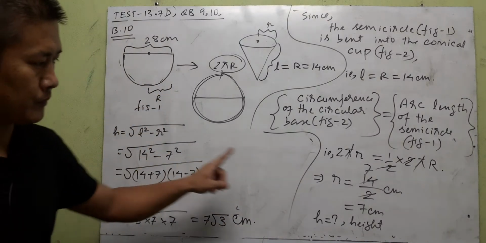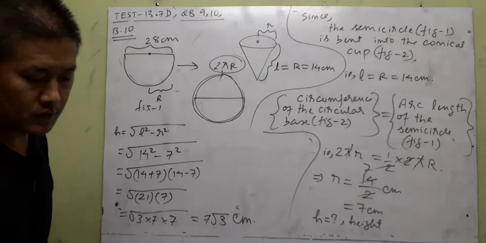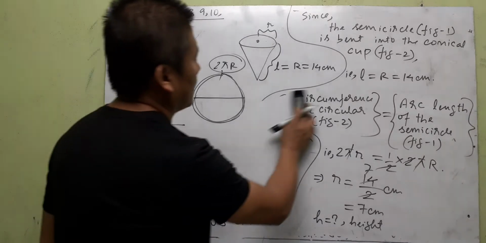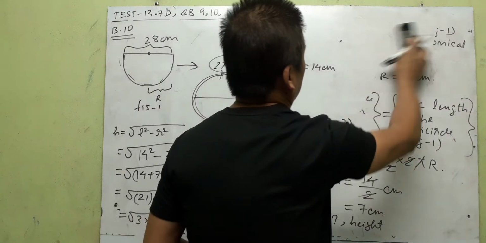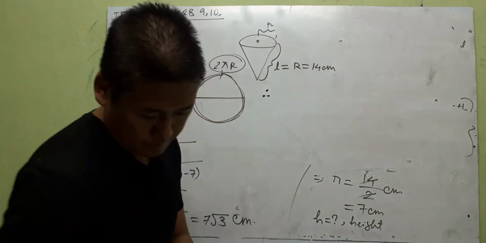H is there, r is there, L is there, everything is there. Now we can answer our question. They're asking the capacity of the cup. So let us finally find out that one. So let's write here. Therefore, look into your question.